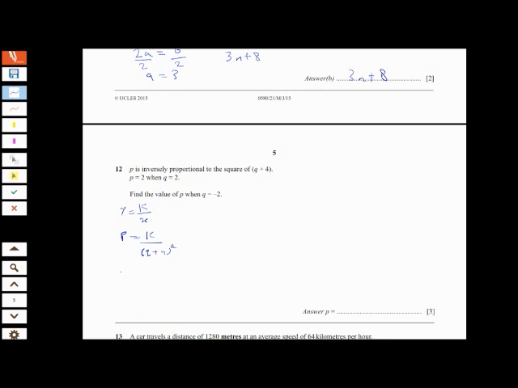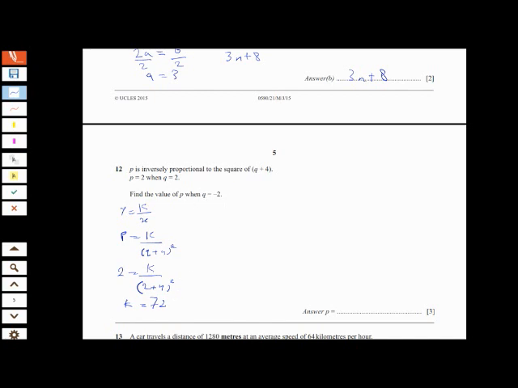Okay, let's find k, the value of k first. When p equals 2, k over q, which is 2 plus 4 square. So k equals 72. So now we know k.